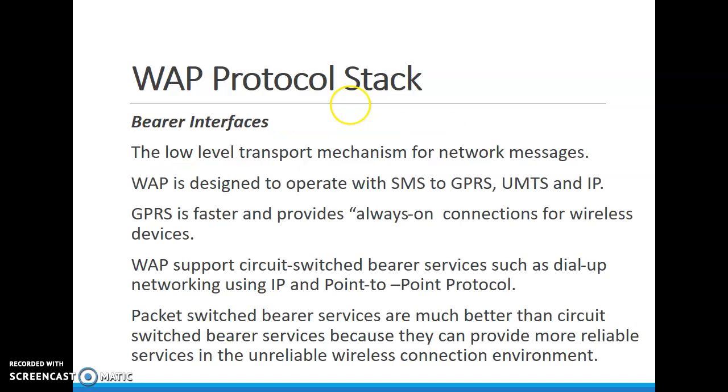And the last one is the bearer interfaces, which is the low-level transport mechanism for network messages, designed to operate with SMS, GPRS, UMTS, and IP. You know that GPRS is relatively faster, and it provides always-on connections for wireless devices. WAP supports circuit switched bearer services such as dial-up networking using IP and point-to-point protocols. Packet switched bearer services are much better than circuit switched bearer services because they can provide more reliable services in the unreliable wireless connection environment. This is all about the WAP protocol stack.